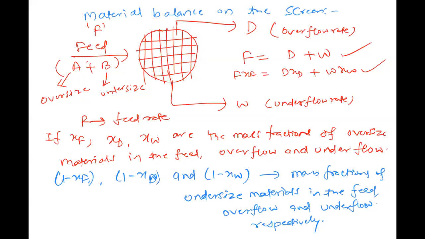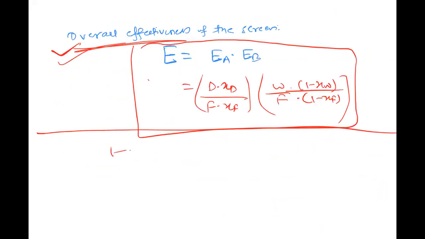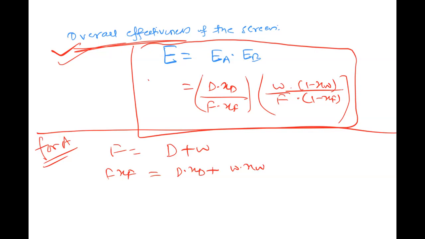So this is the diagram here. I want to write directly from here: F equal to D plus W, and F for A. F into XF equal to D into XD plus W into XW. So I want to find the ratio of D by F.